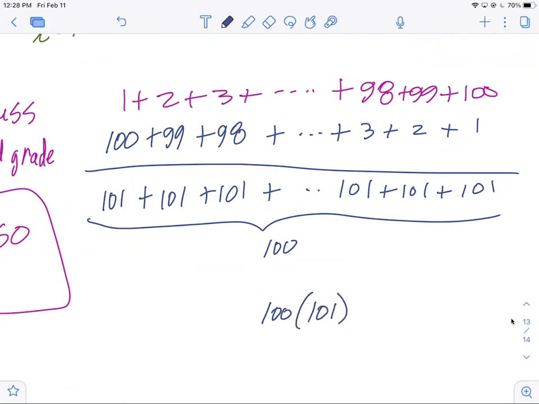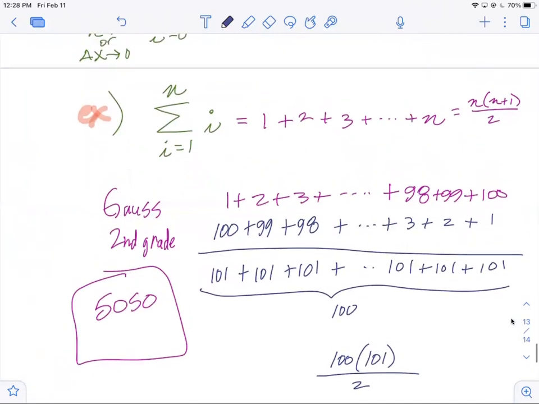And then Gauss was like, but you know what? I did add the sum up twice. So that's going to be twice as big as the teacher wanted. So I'll fix that by just dividing by 2. n times n plus 1 over 2. Pretty genius.